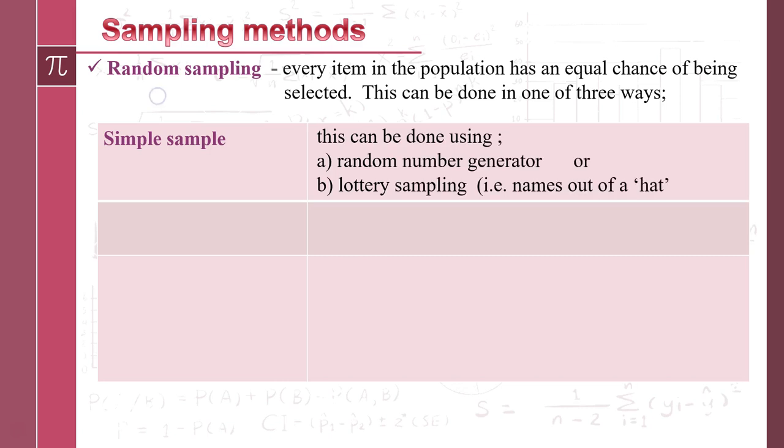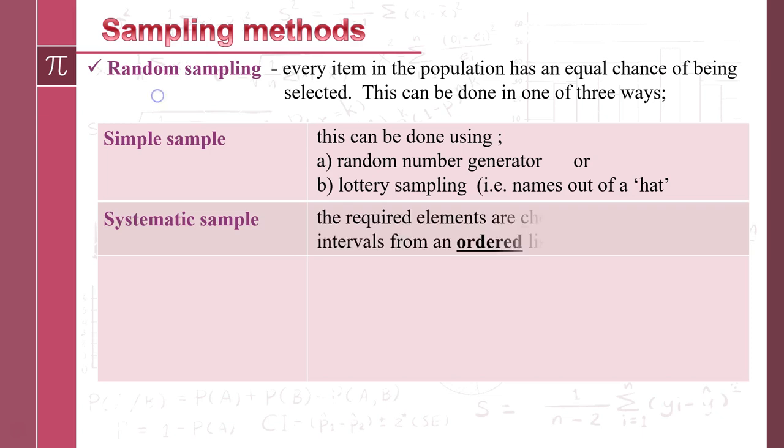A simple sample is just using a random number generator, and you've got one of those on your calculator, so you need to have a look at how you could use a random number generator and which key it is on your calculator. And that just spits out a number, and you can set it to pick numbers within a certain range. Or alternatively, lottery sampling, where we take each number, put them in a hat, and then just pick names out of the hat. So that would be a simple sample.